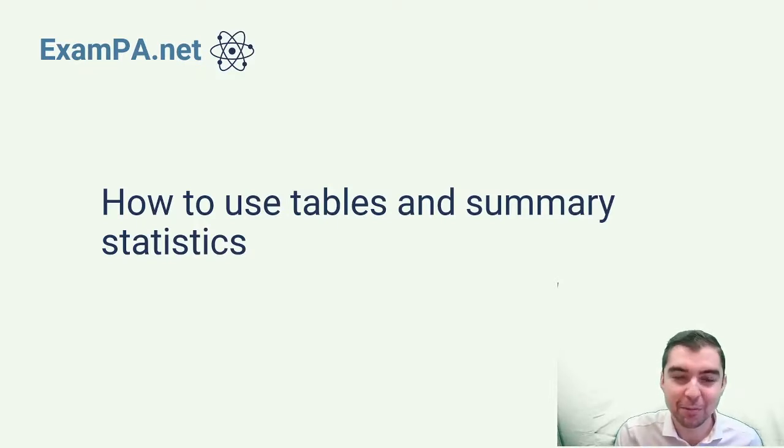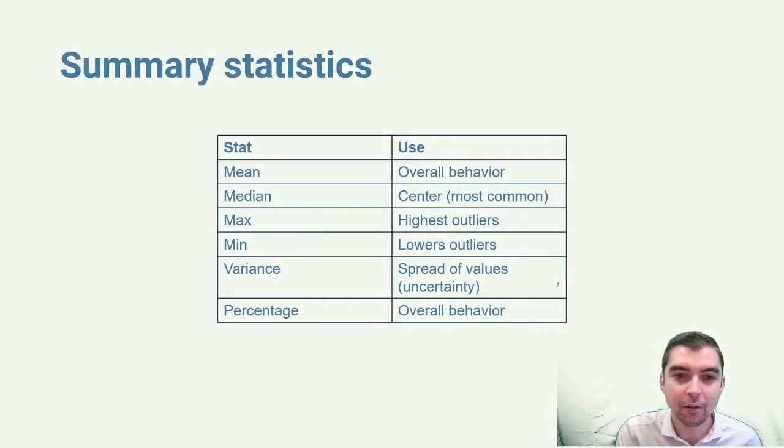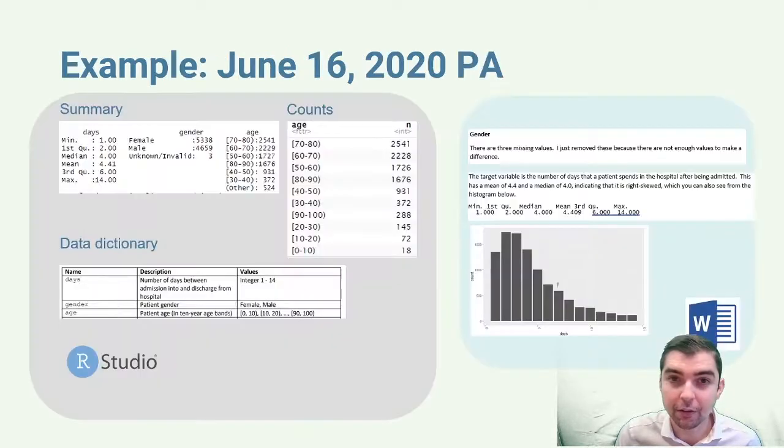How do you use tables and summary statistics? You'll have some stats that will be in the template code. You just need to know how to use them. A mean is useful for showing the overall behavior of something. A median tells you what the center behavior is. The max and the min tell you the higher and the lower outliers. The variance or the standard deviation will tell you how spread out the values are. And a percentage is similar to a mean. It just tells you the overall behavior.